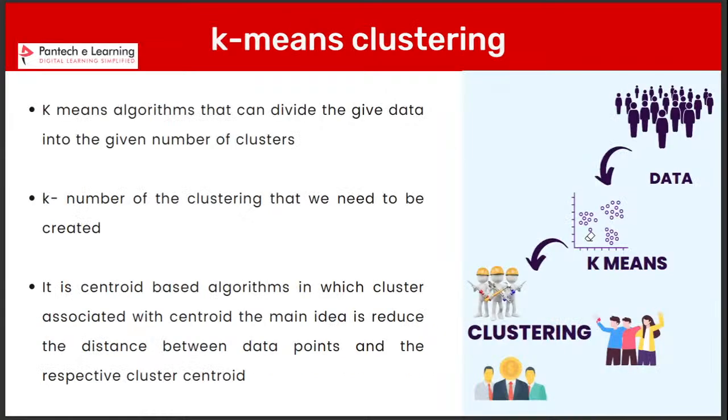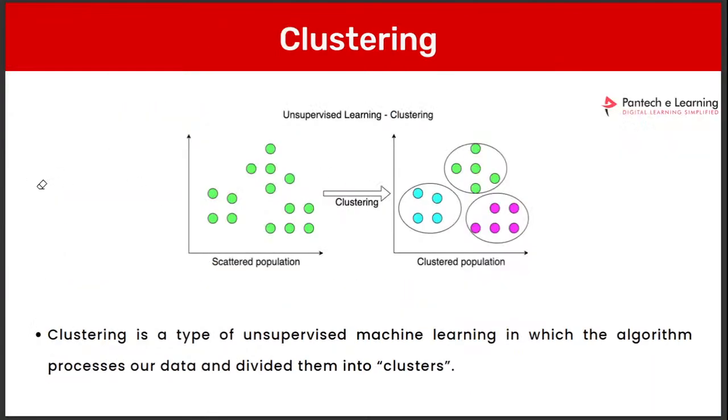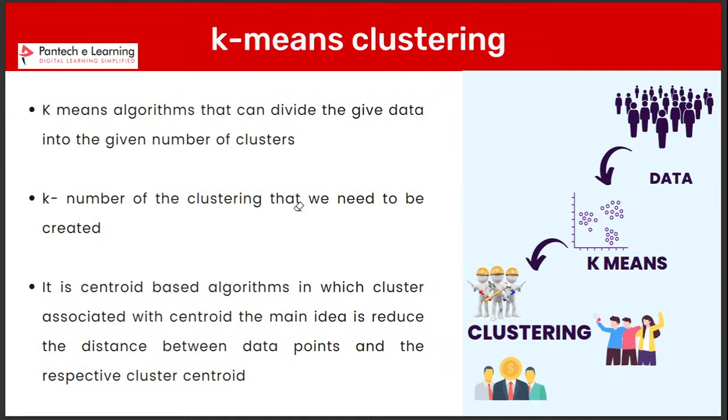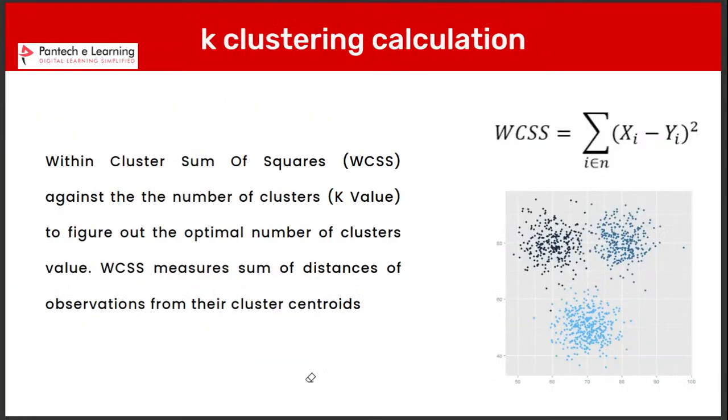So like that, with k-means clustering, you need to give the k value. If I give the k value as 2, then it will try to split them into two groups. If I give 3, then it will be split into 3. If I give 10, then 10 groups will be formed. Based on the centroid it will work.